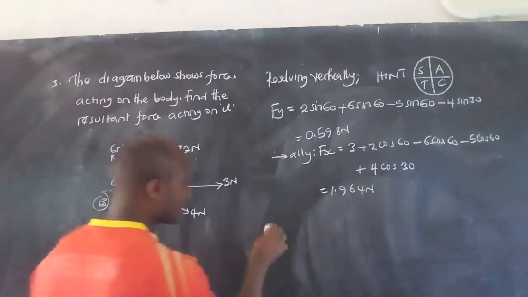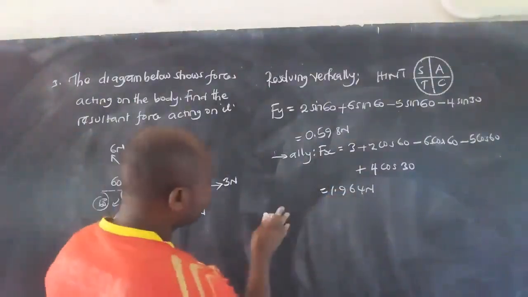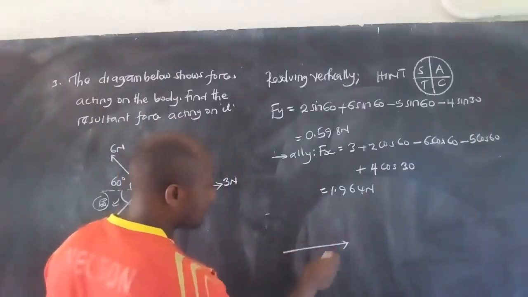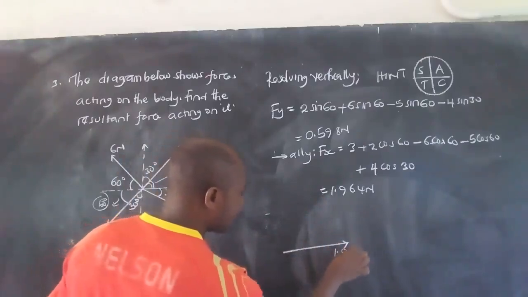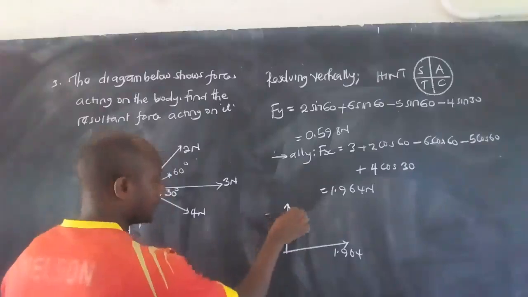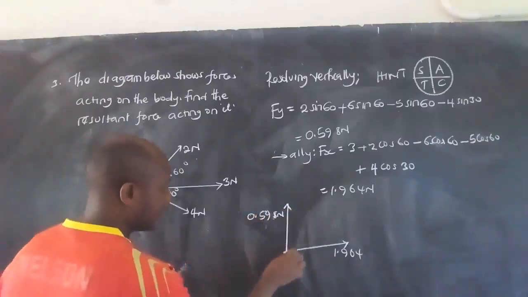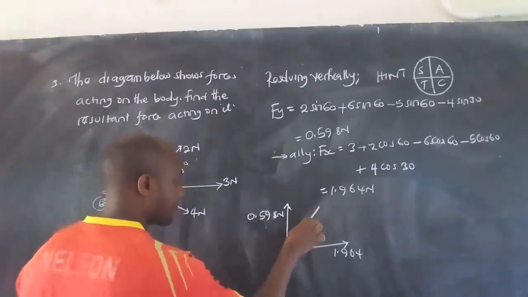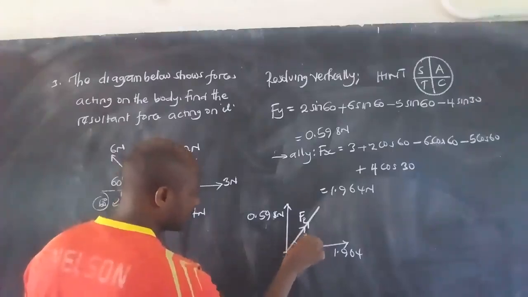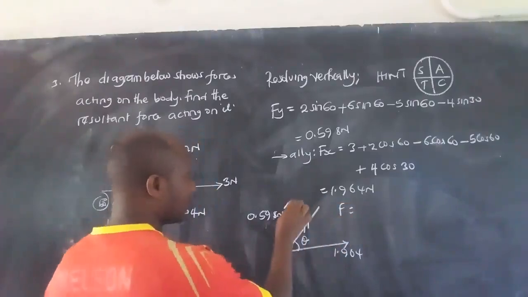1.964. So the resultant force, you can draw the diagram if you want. But anyway, let us draw the diagram. So this is positive, that is 1.964. Then this is positive, it is up. This is 0.598. Then the resultant force is here, FR, and the angle it makes is theta. Remember, you can copy the diagram like this.